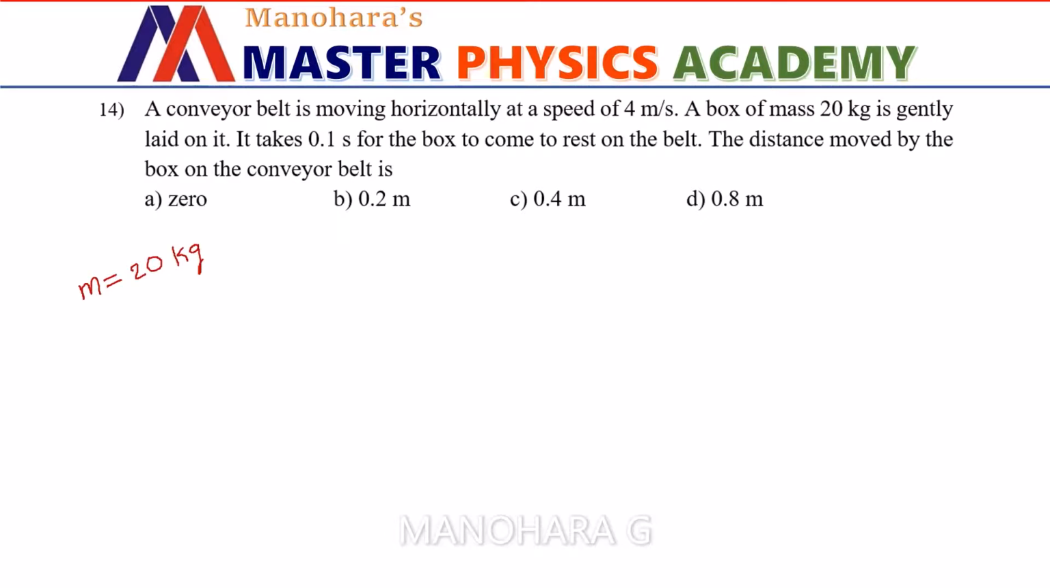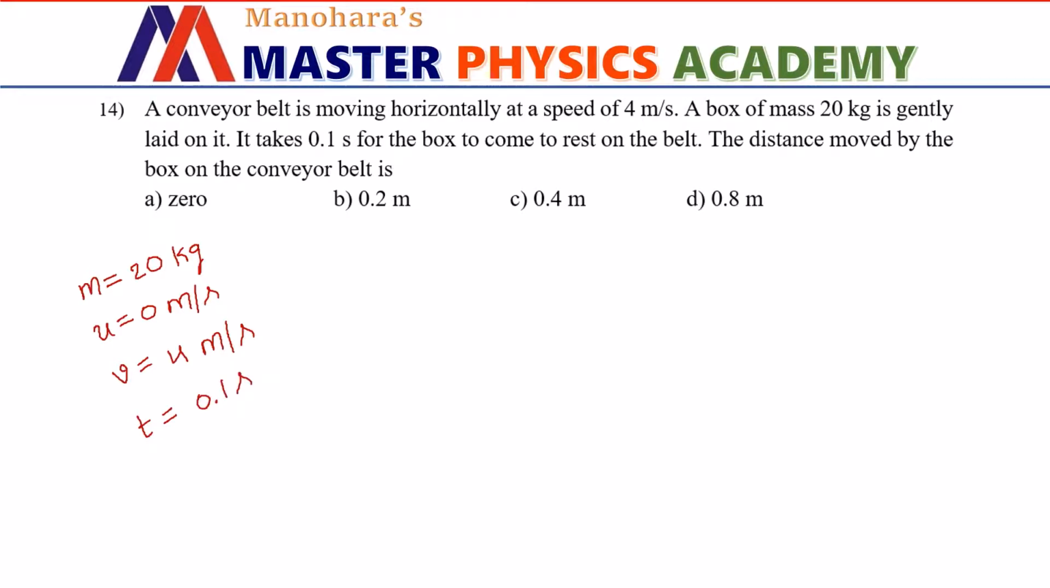When the box is gently laid on the conveyor belt, its initial velocity will be 0 meter per second. Hence, it moves relatively to the conveyor belt. Once it acquires the same velocity as that of the conveyor belt, that is 4 meter per second, the box will be at rest with respect to the belt. The time taken by the box to do so is 0.1 second.